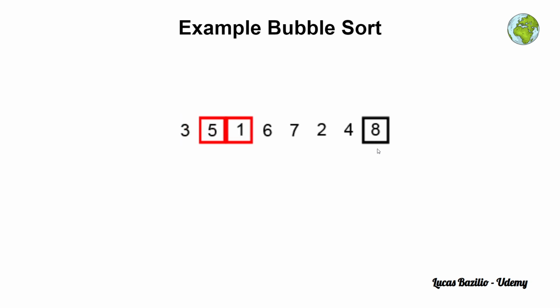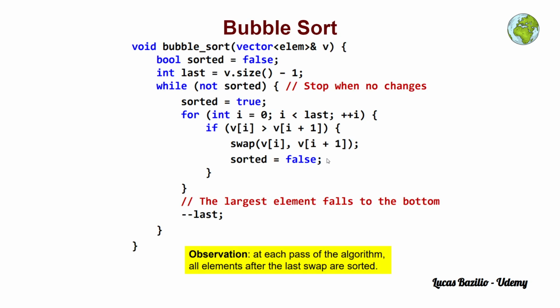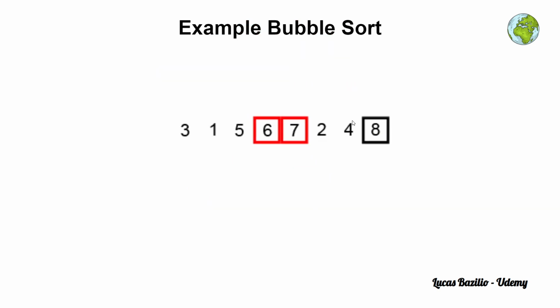8 is already in its correct position, so we just leave 8 there and we don't do anything with 8. That's why here we decrement the value for last. Now the last element is this one, this element 4 here. And once we have that, 7 is in its correct position, as we can see before 8, when we do this swap here. Now 7 is in its correct position, we again decrease the value for last in 1 unit.